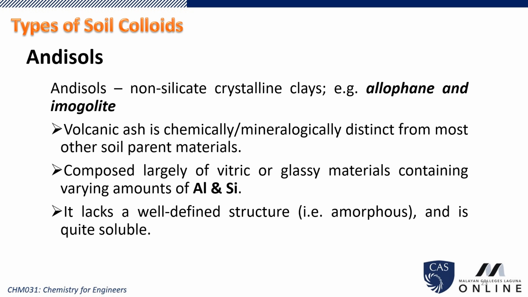The next type is andisols. These are non-silicate crystalline clays, for example, allophane and imogolite. The volcanic ash is chemically and mineralogically distinct from most other soil parent materials. Andisols are composed largely of vitric or glassy materials containing varying amounts of aluminum and silicon. It lacks a well-defined structure and is quite soluble.